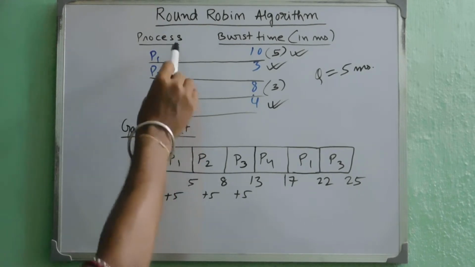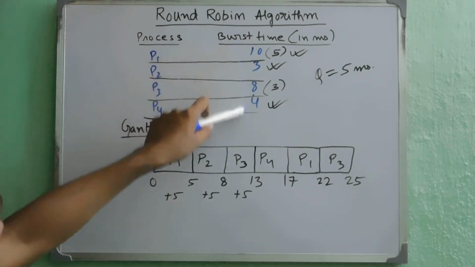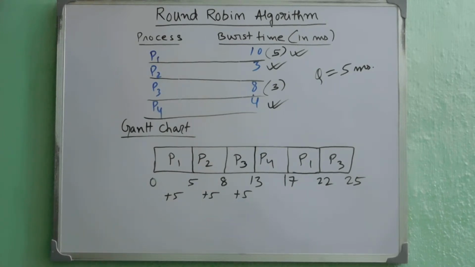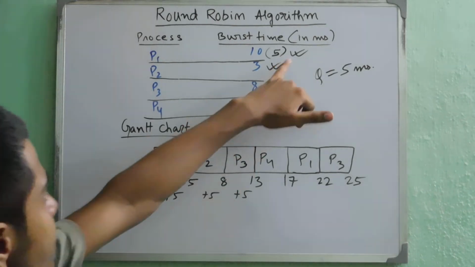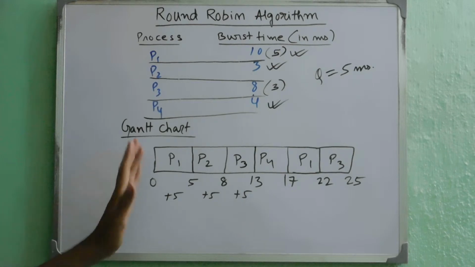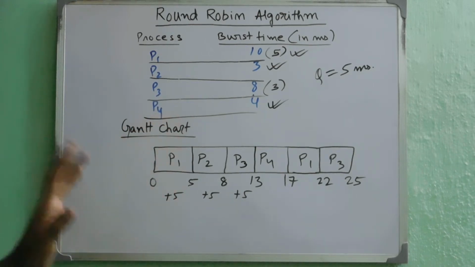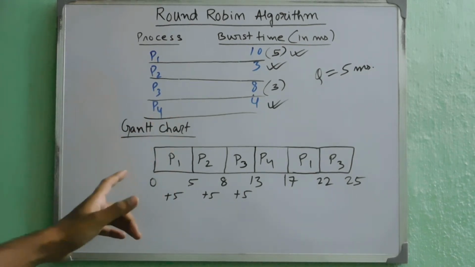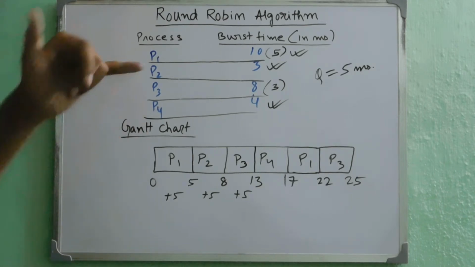We have 4 processes and their respective burst times, and we have 5 milliseconds allotted to each of the processes for their execution. Now P1 will come first. It will utilize its 5 milliseconds, and after that utilization it will still have 5 milliseconds left for execution. So we will leave that process there and we will move on to the next process, that is P2.